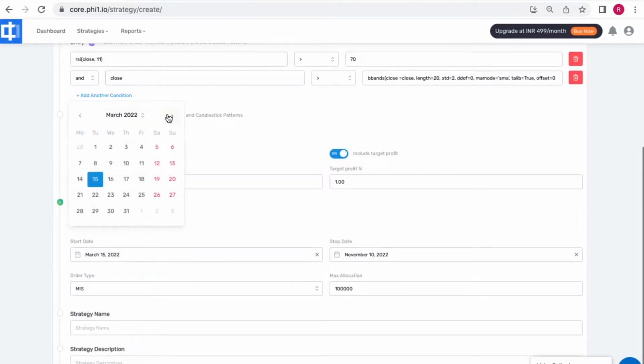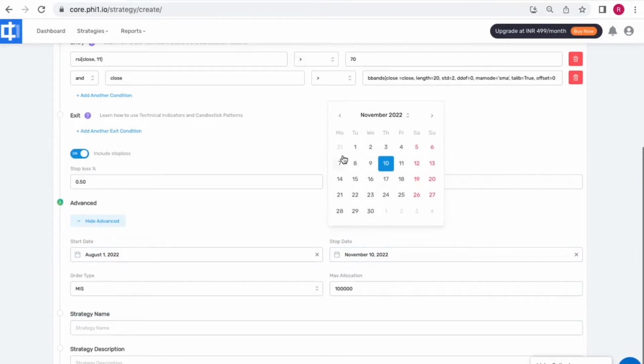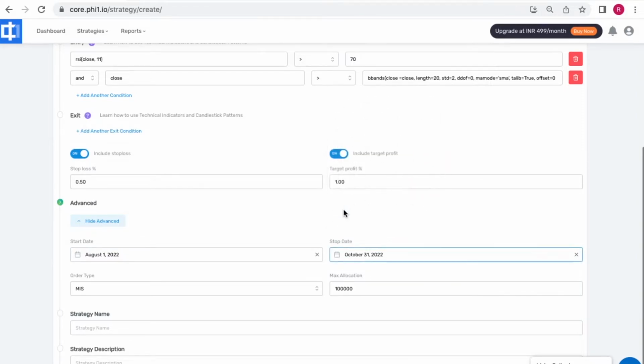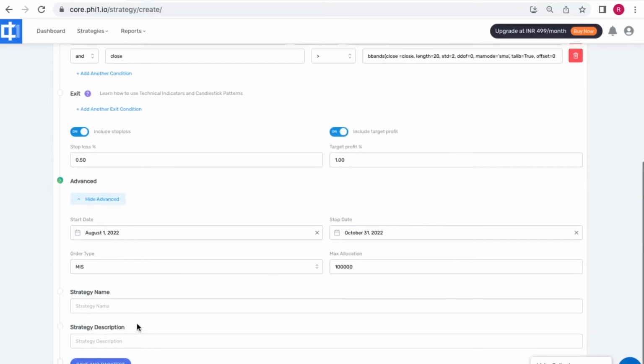I select a random period for conducting my backtest. You can always come back and check out your results of backtest for different periods. Name your strategy. And save and backtest.